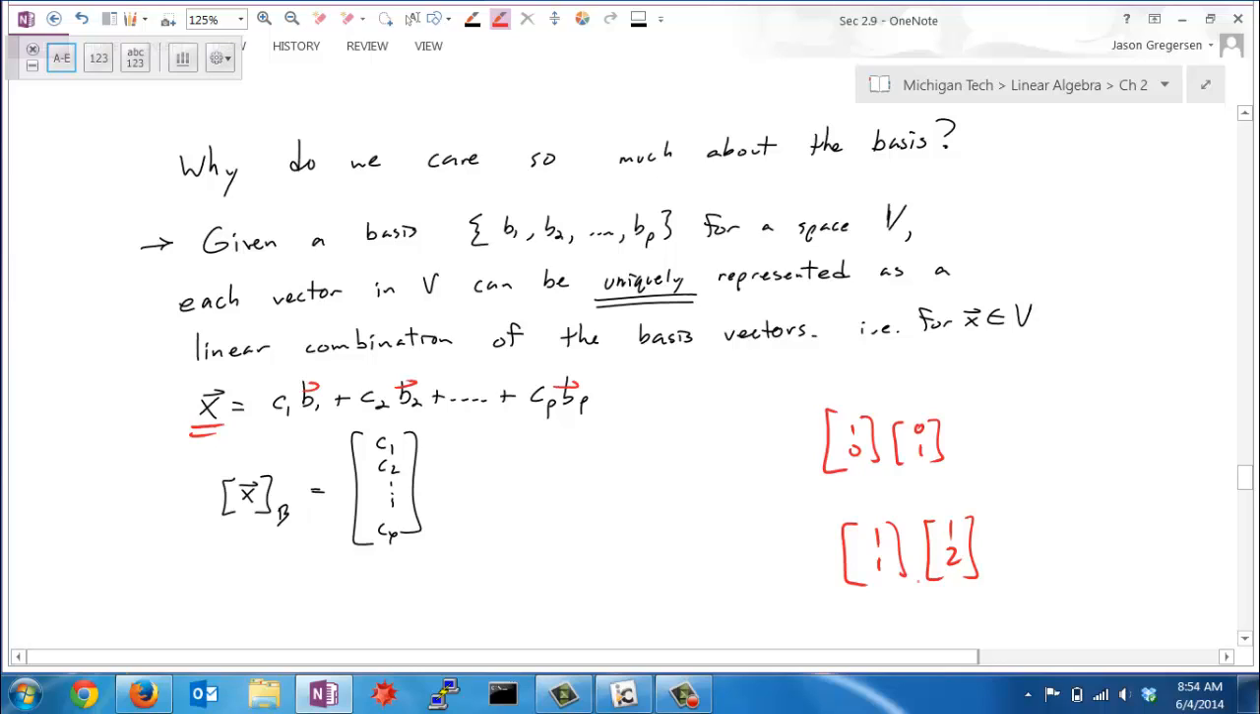So when I talk about the coordinates, I'm talking about the coordinates in a specific basis. It says if you're going to use this as your basis, these are your building blocks. The coordinates are how you use them to build a specific vector. We'll do one quick example and then we'll finish up this discussion tomorrow.